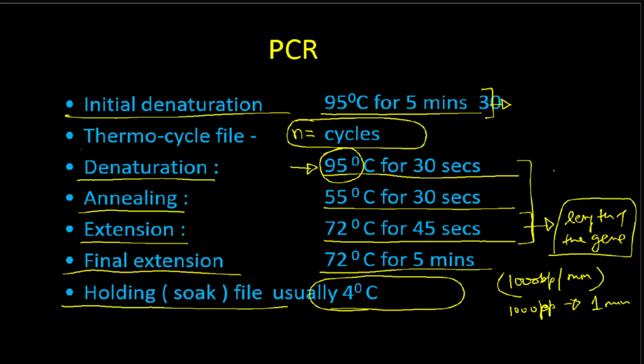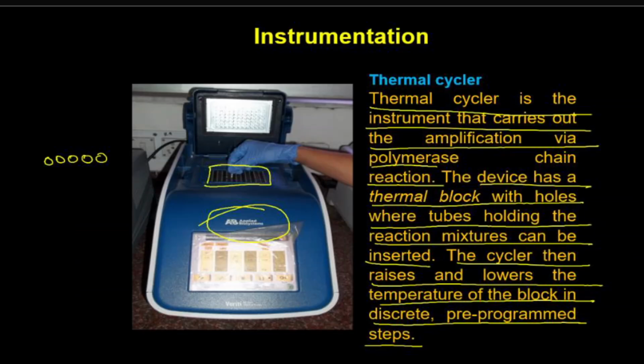Annealing is generally at 55 degrees Celsius for 30 seconds. 55 to 65 is the temperature range generally that we prefer, not too low, not too high. Extension is generally 72 degrees Celsius for 45 minutes, and final extension happens for 5 minutes, and then it is held at 4 degrees Celsius.